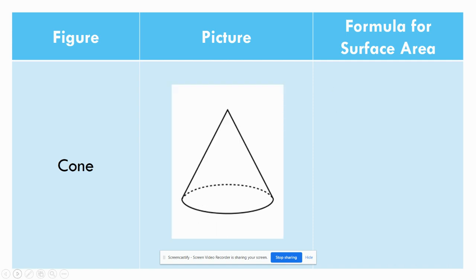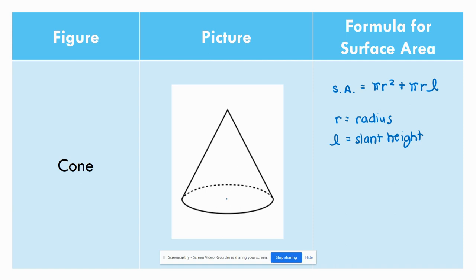If I want to know how to find the surface area of a cone, the formula would be pi times the radius squared plus pi times the radius times this L. I have it written in cursive so it doesn't look like a 1. Once again, R stands for the radius of our circle, and this L represents that slant height that I was talking about.